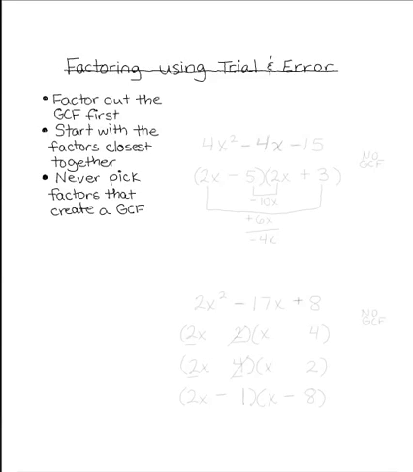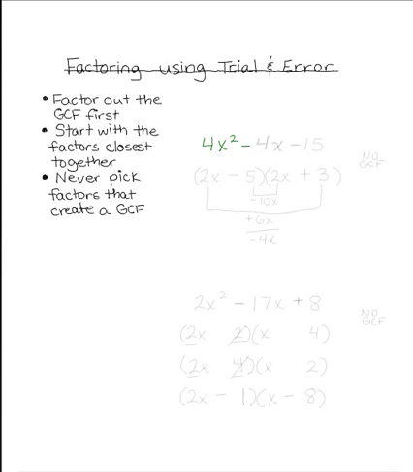For this particular method, you'll want to start with the factors closest together, as they are most likely to be the answer. And provided you already took out the GCF, you should never pick factors that create a GCF. Okay, now let's do an example.